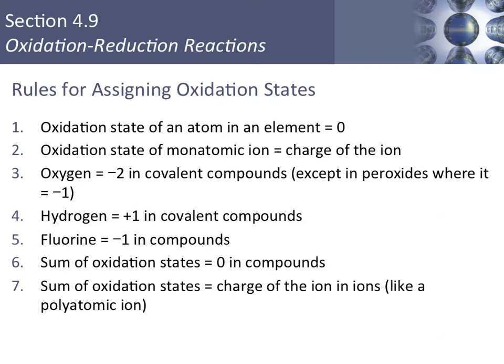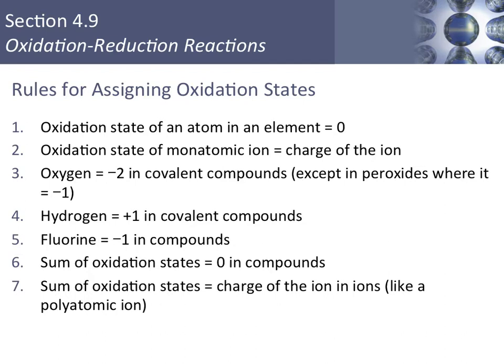To help us assign oxidation states to atoms, we have a set of rules. If we have an atom of an element, the oxidation state is 0. If we have a monoatomic ion, that's the charge of the ion that we normally would talk about. Oxygen is always going to be -2, except if it's in a peroxide, it'll be -1. Hydrogen will always be a +1 when it's in a covalent compound. Fluorine will be a -1 when it's in compounds. And in a compound, the sum of the oxidation states should be 0.